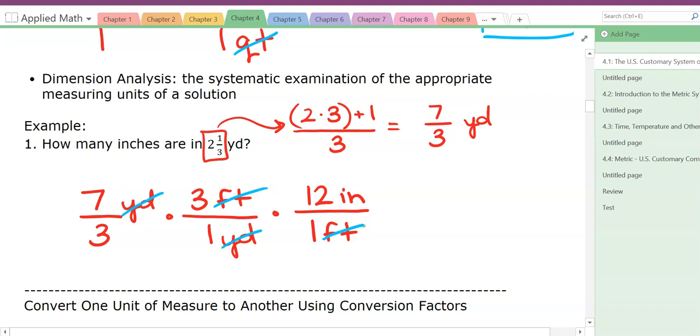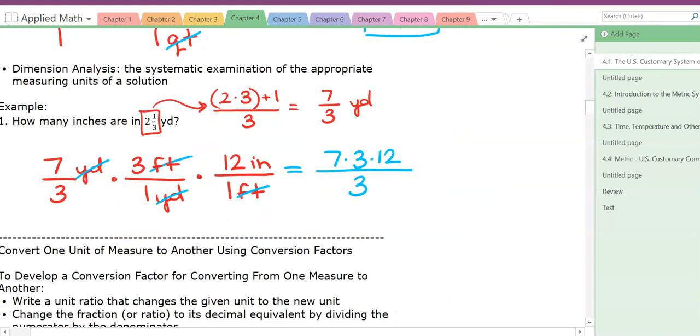So when you're doing this, if you've got a lot of labels happening here, they should all be canceling off. You should always have 1 in the top, 1 in the bottom. That way they undo each other. So then we have on top here 7 times 3 times 12. And on the bottom you have 3 times 1 times 1, which is just 3. So 7 times 3 times 12 is 252. And then we would divide that by 3. That's going to come out to be 84. And that would be inches.